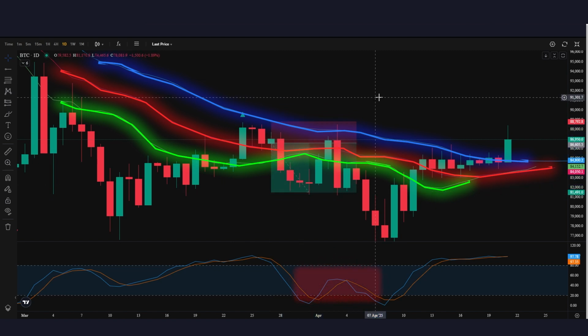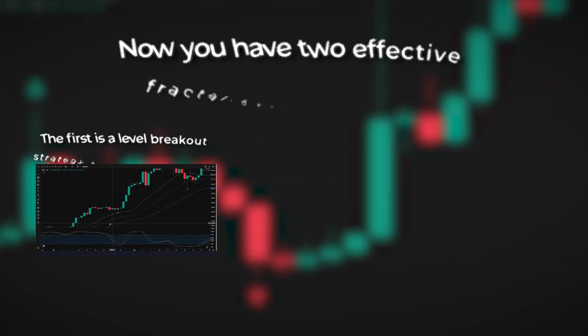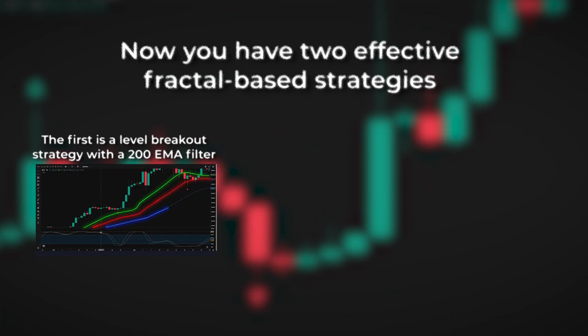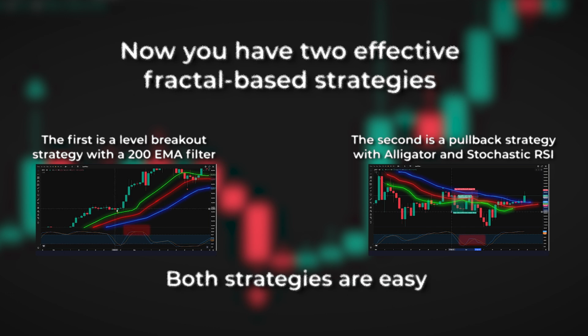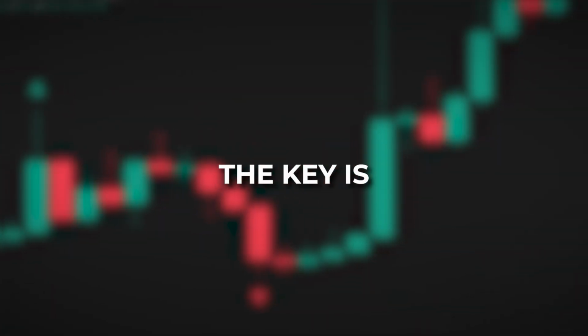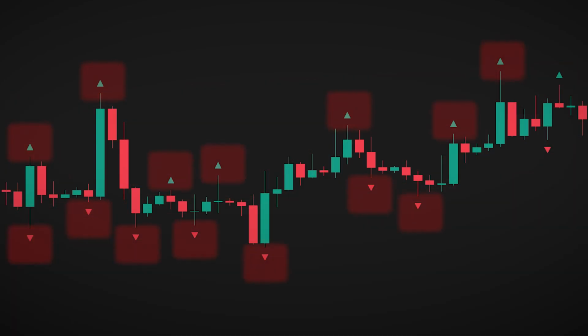Now you have two effective fractal-based strategies. The first is a level breakout strategy with a 200 EMA filter. The second is a pullback strategy within the trend, confirmed by the Alligator and Stochastic RSI. Both strategies are easy to implement and adapt to your trading system. The key is not to rush, to filter signals, and to follow proper risk management rules. This is a simple and powerful strategy that works.